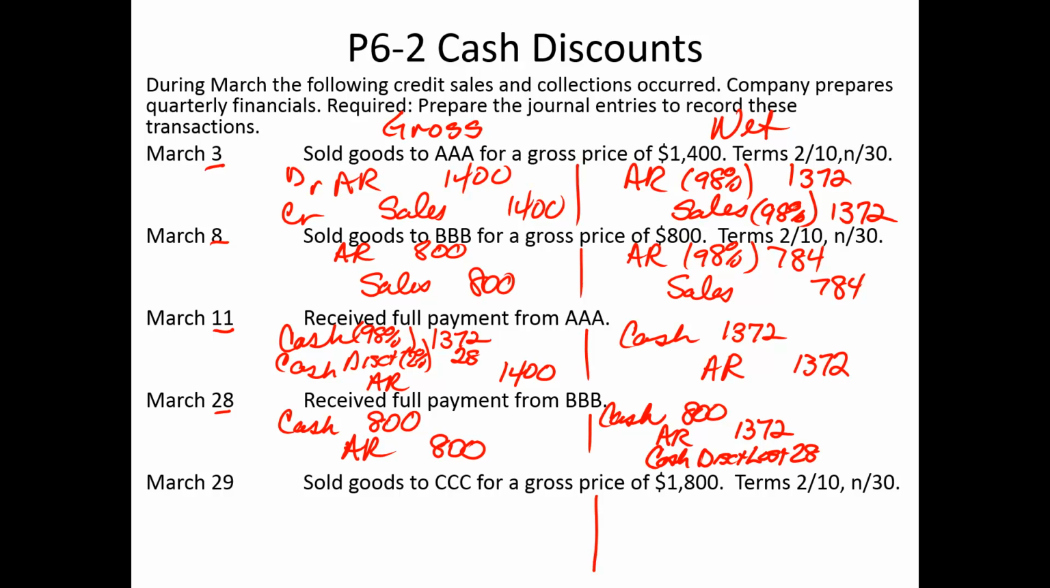And finally, on March 29th, we have a new sale to CCC, and so under the gross method, it would be debit accounts receivable, credit sales for the gross amount, $1,800, whereas under the net method, debit accounts receivable, credit sales for only 98% of $1,800, which is $1,764. So hopefully these examples help you understand the net and the gross method.